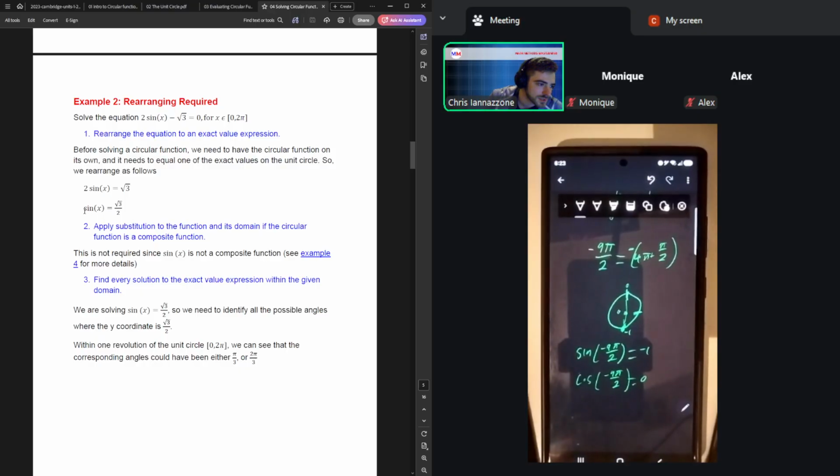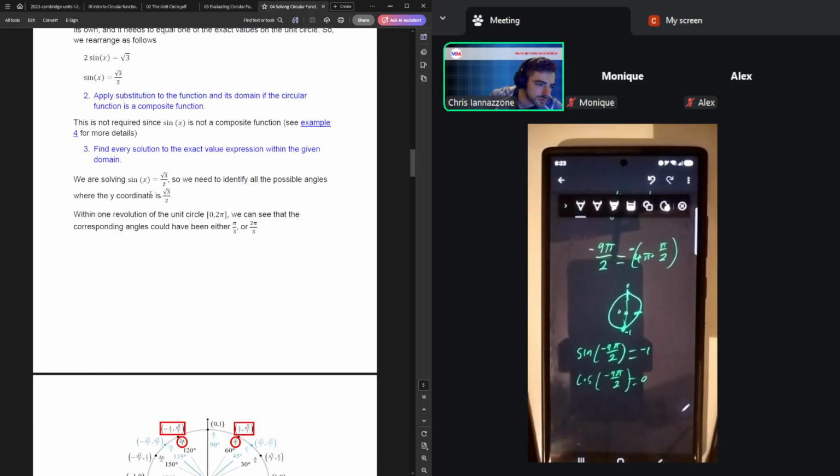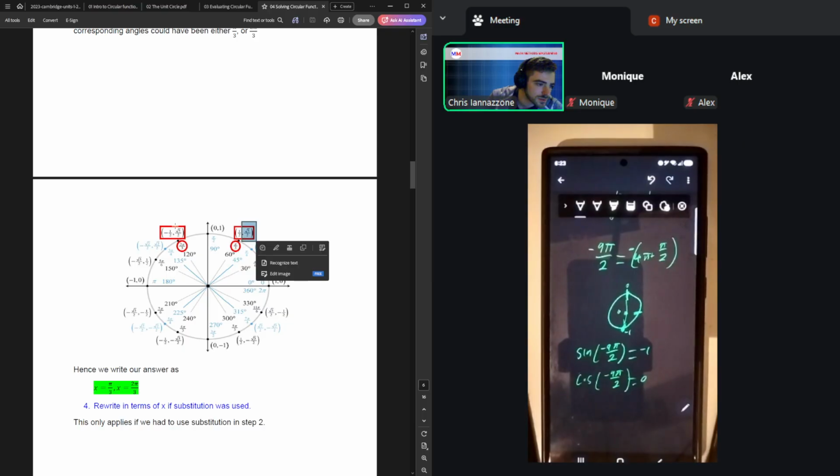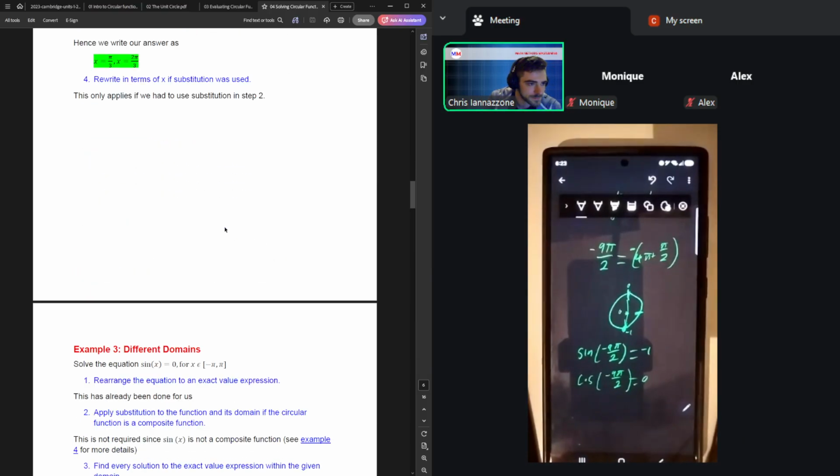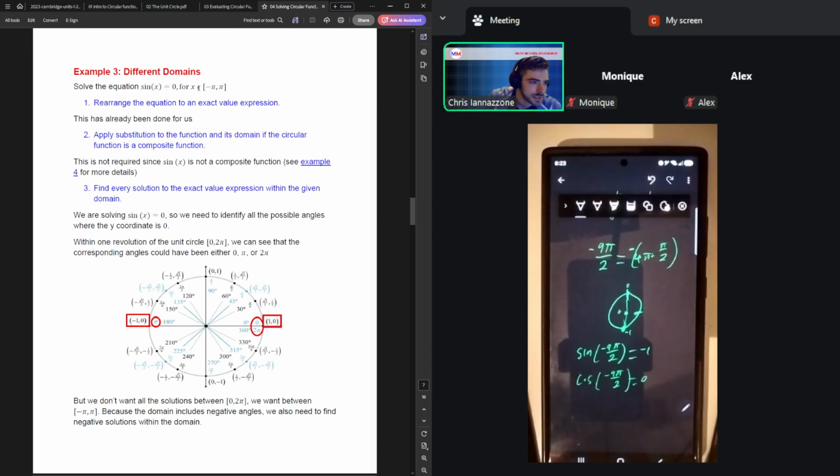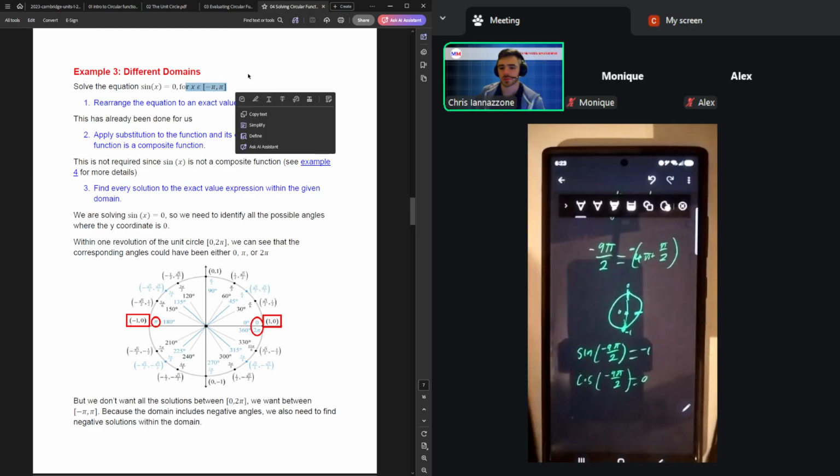Exact same thing. So it's sine equals root 3 on 2, so we look for where the y values are root 3 on 2, and then give the angles associated with that. Here's that bit on the domains. So instead of being from 0 to 2 pi, we now have negative pi to pi.